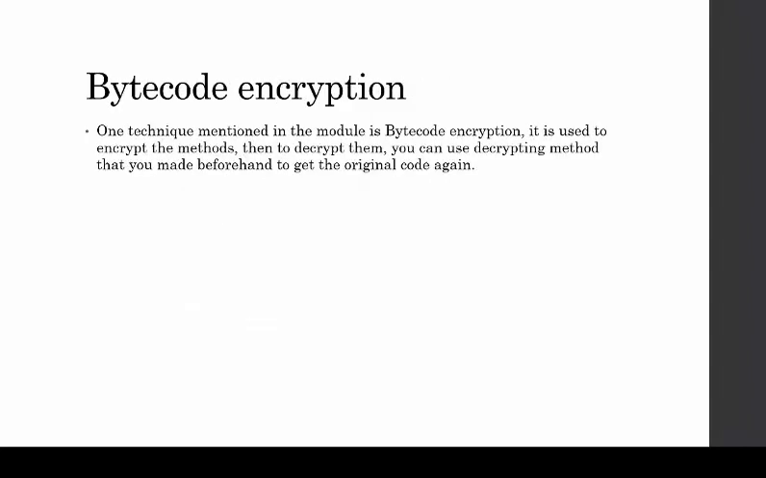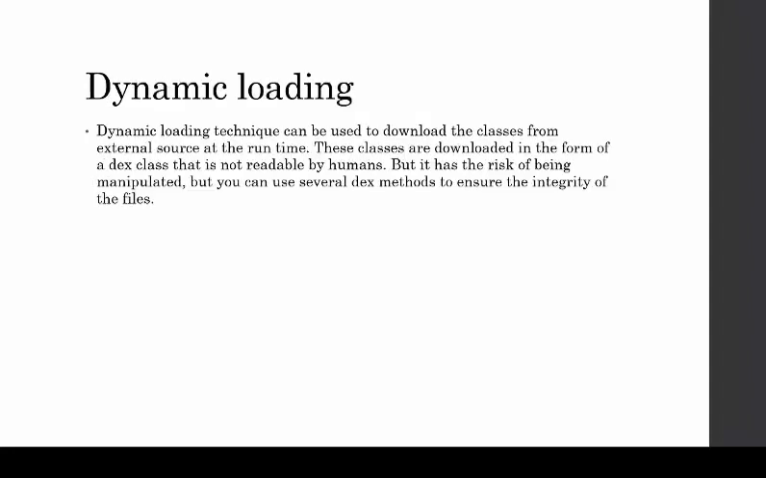The first technique is bytecode encryption. It is used to encrypt the methods and then decrypt them. You can use decrypting methods that you made beforehand to get the original code again. Dynamic loading can be used to download classes from an external source at runtime. These classes are downloaded in the form of DEX classes that are not readable by humans, but it has the risk of being manipulated. But you can use several DEX methods to ensure the integrity of the files.